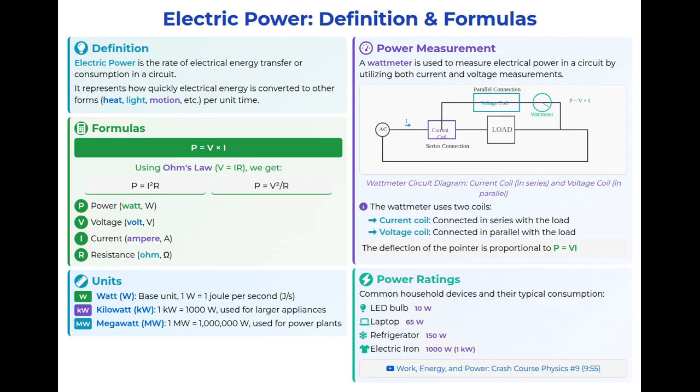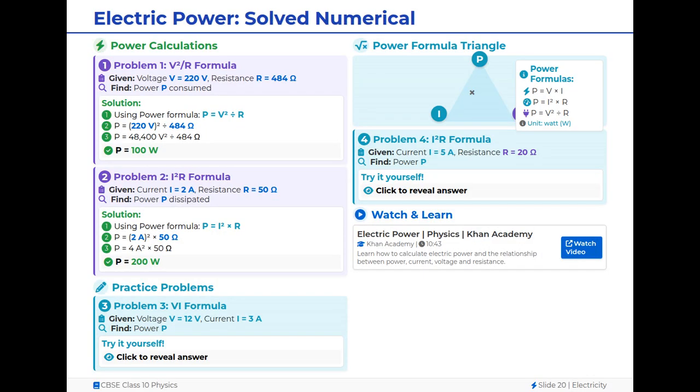Now let's shift our focus to electric power. In physics, power is just the rate at which work is done or energy is transferred. So accordingly, electric power is the rate at which electrical energy is consumed or dissipated in a circuit.